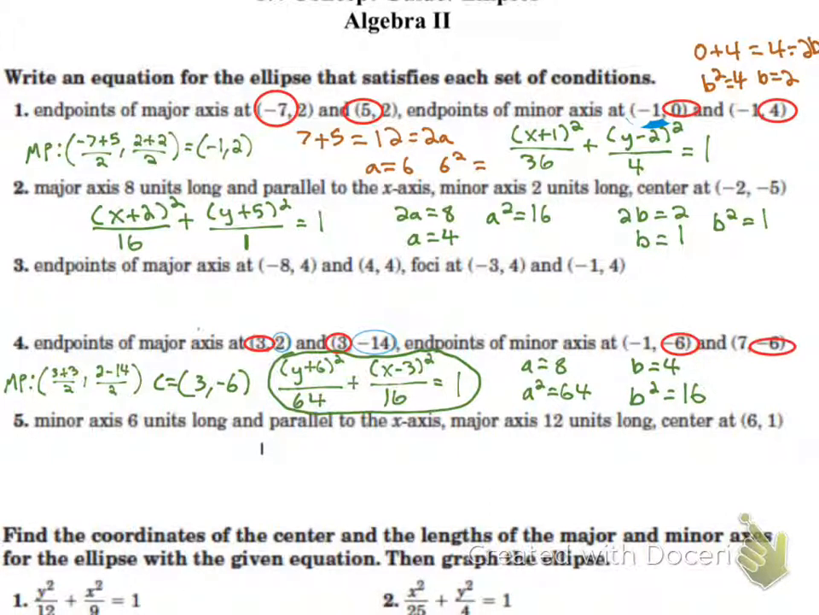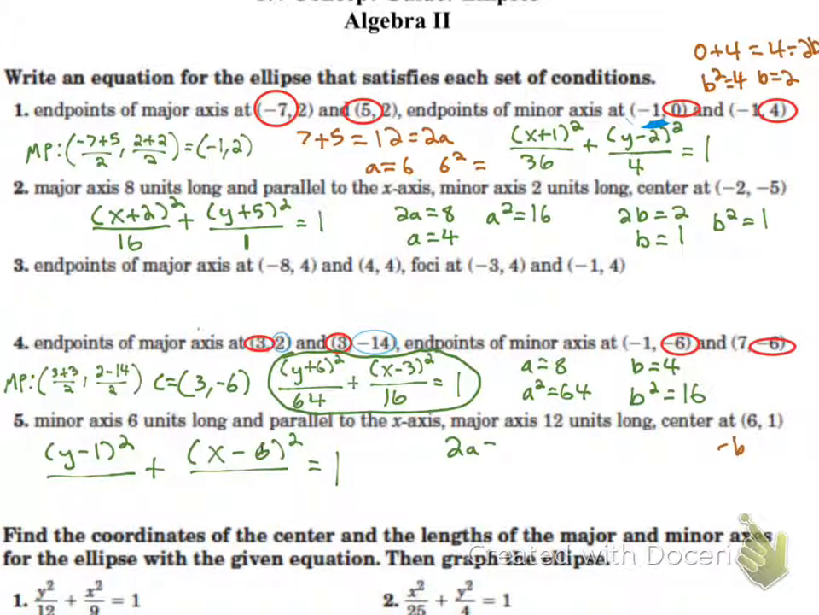Last, number 5. Again, the minor axis is 6 units long, parallel to the x-axis. That's just like above, except this is talking about the minor axis. So that means this is going to be a vertical ellipse. The major axis is 12 units long, center's at 6,1. Well, that info is given. It gave us our center. That's nice. Going to plug that into our formula.